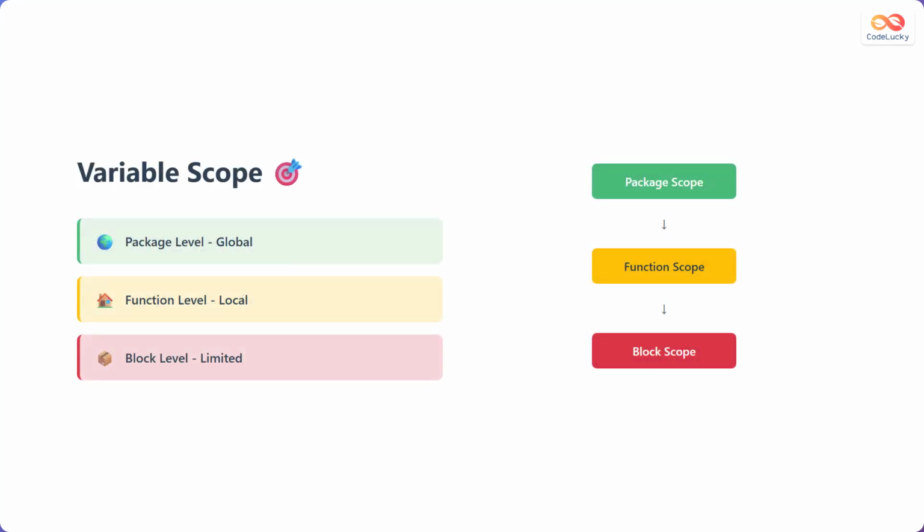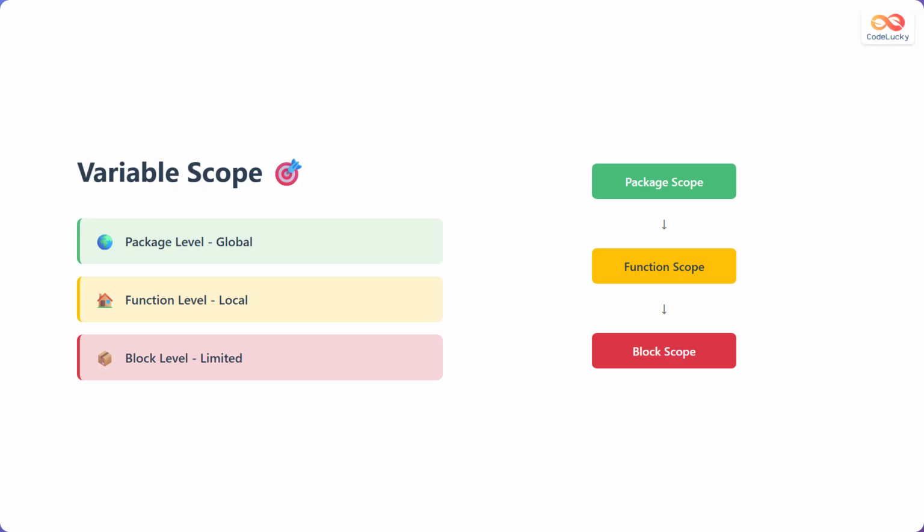The scope of a variable determines where in your code you can access that variable. Go has three main levels of scope. Package level, also known as global scope, means the variable is accessible throughout the entire package. Function level, also known as local scope, means the variable is only accessible within the function where it's declared. Block level, which is even more limited, means the variable is only accessible within the specific block of code, such as an if statement or a for loop, where it is defined.